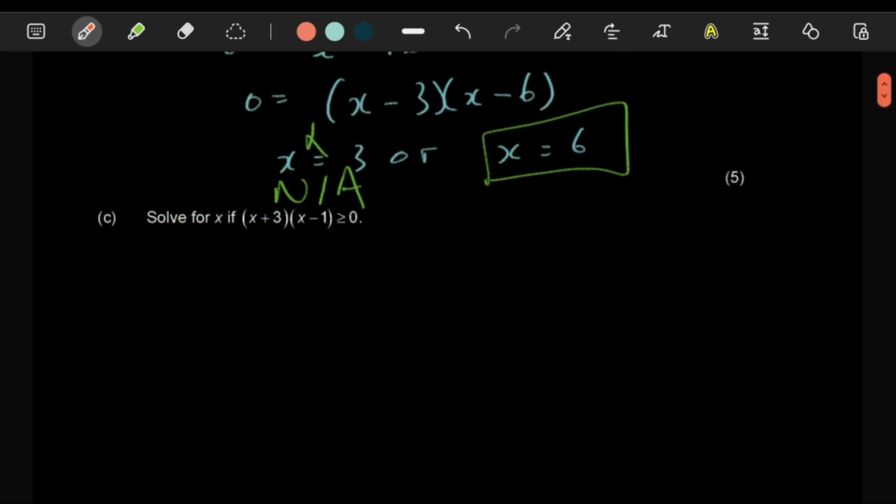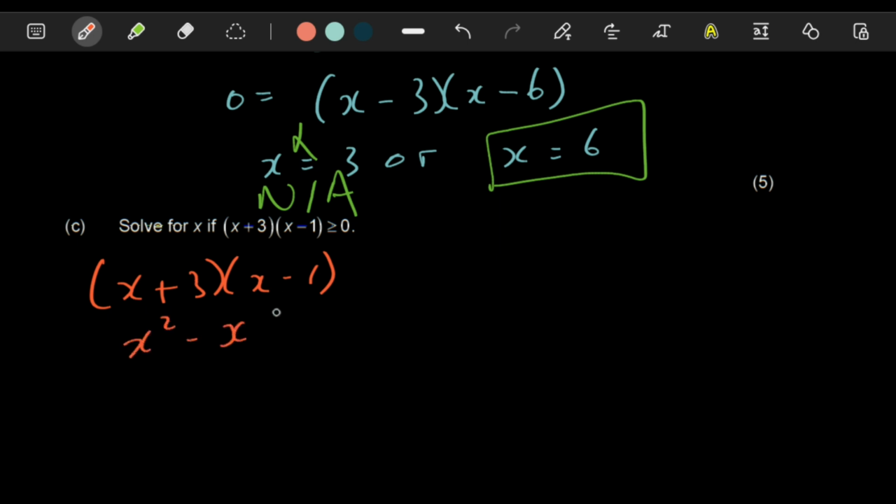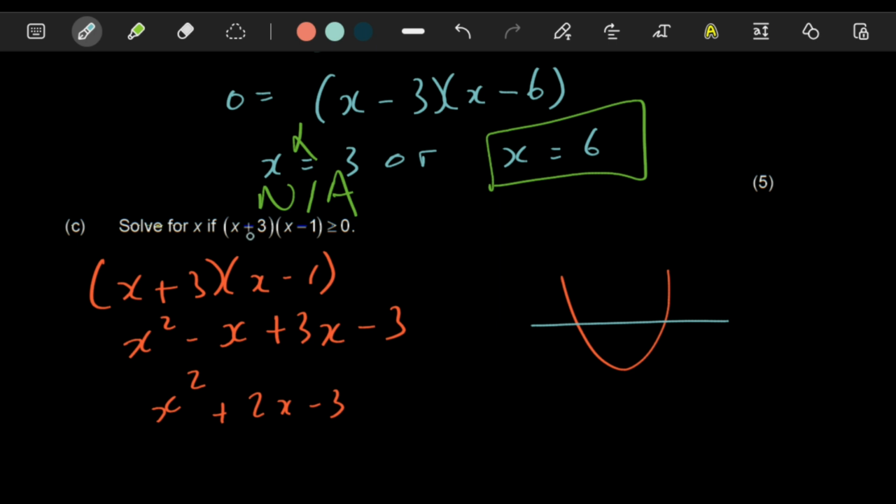3 mark question, inequality. Here, this is already sorted out for you so nicely, and the only idea is you can clearly see this would draw a smiling parabola. It would draw a smiling parabola because if you multiply out your two brackets, you're going to have x squared minus x and then plus 3x and then minus 3. So this is clearly drawing a smiling parabola.